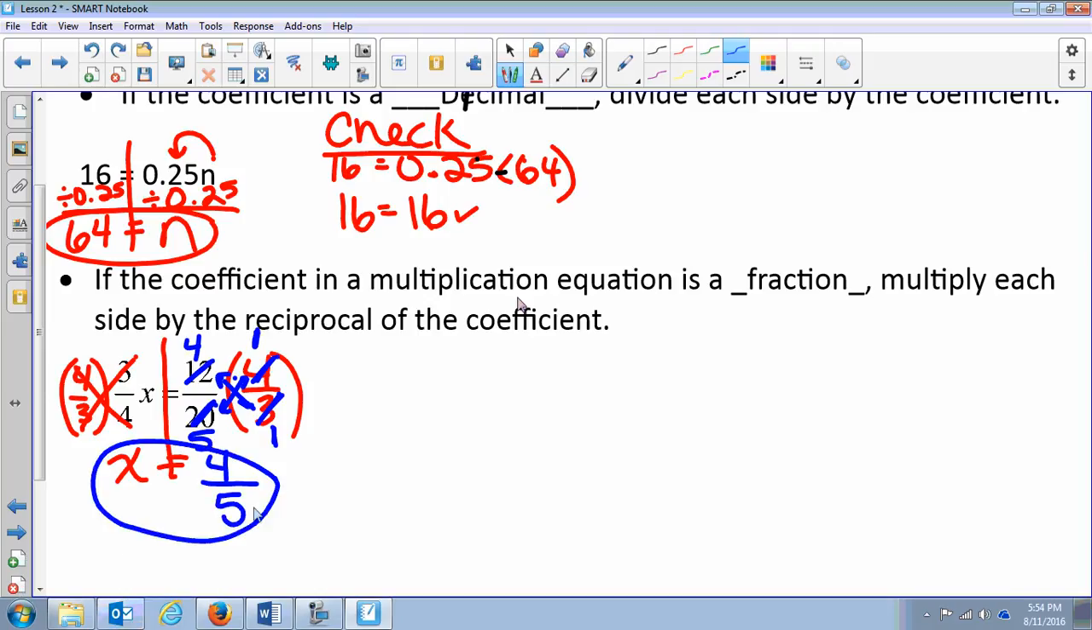At the end, if I have a fraction, I'm going to look at it and say, can I simplify it any further? I cannot take anything else out of 4 or 5, so my answer is x equals 4/5.